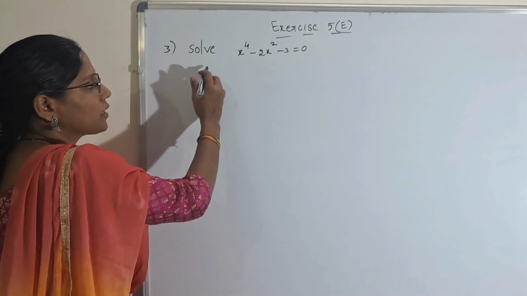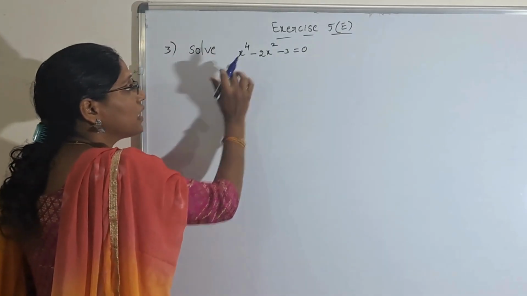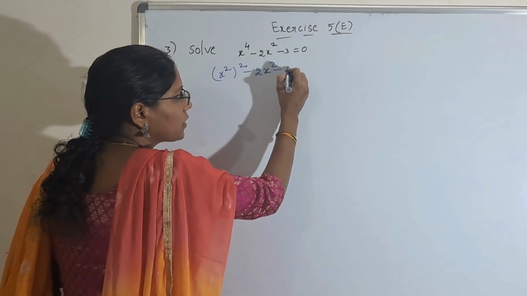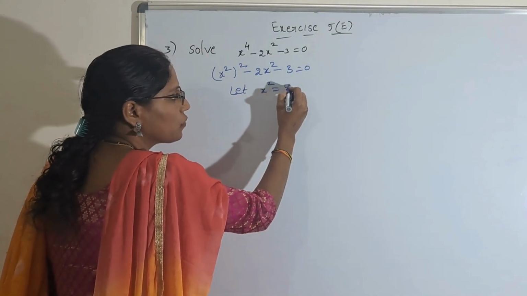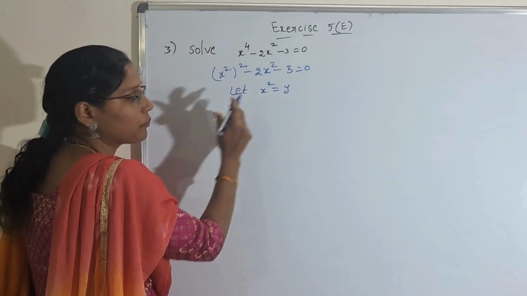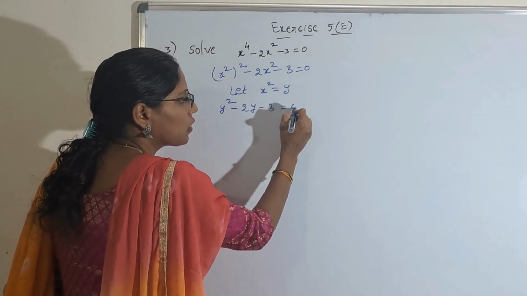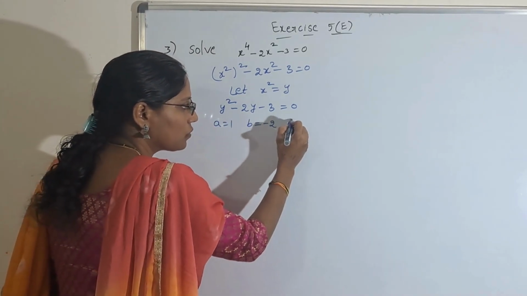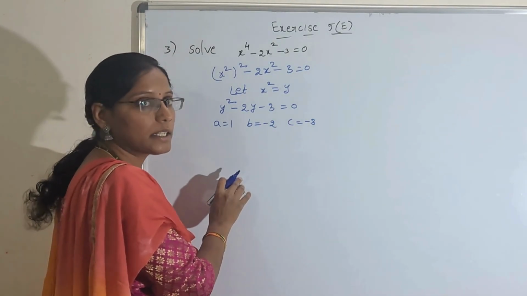Next, third one: solve x power 4 minus 2x square minus 3 equal to 0. Here also (x square) whole square minus 2x square minus 3 equal to 0. Here let x square is equal to y we have to consider. Instead of x square we should write y. Y square minus 2y minus 3 equal to 0. Here a is equal to 1, b is equal to minus 2, c is equal to minus 3. We have to compare with the general form of the quadratic equation.